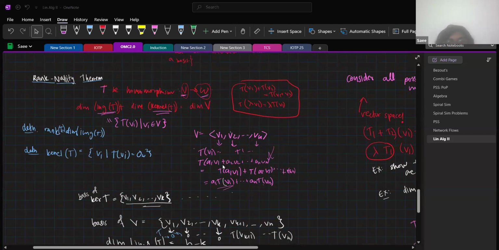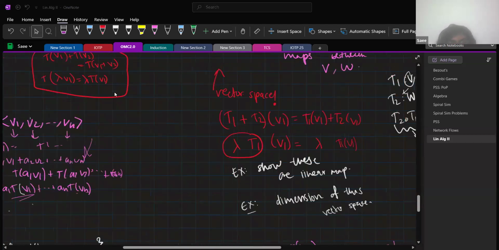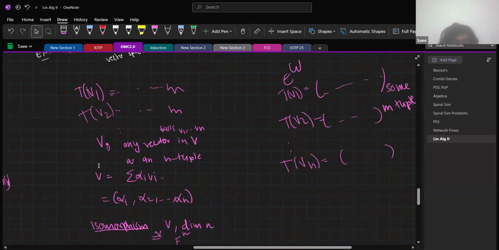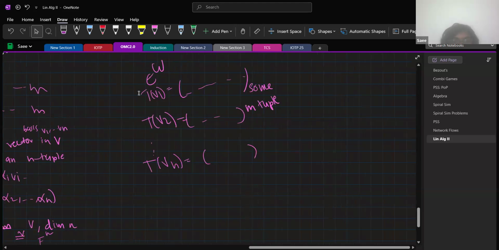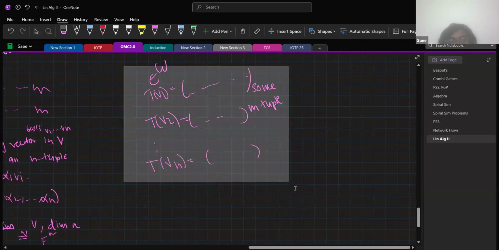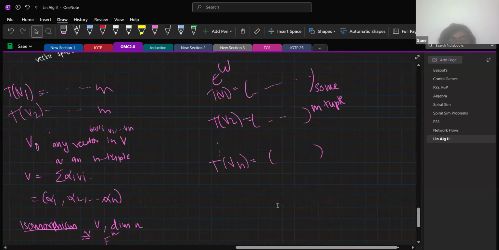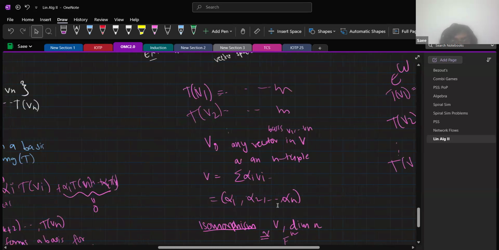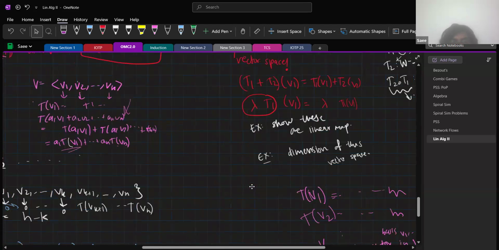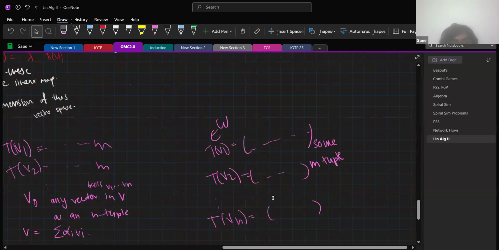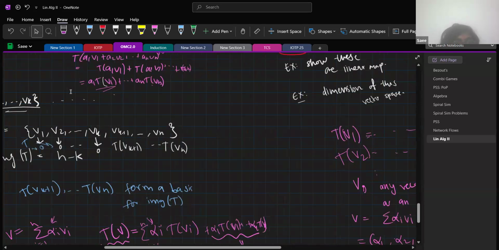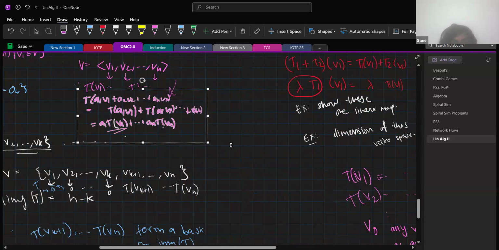Okay, I'll just quickly finish how to do this. You can think of T of V1, T of V2, up until T of Vn, so you'll get these m times n things, and you put them in an m by n array and call it a matrix. If you want to figure out where some vector in V is going, first you write it as an n-tuple, and then you multiply this matrix with your vector in V. This is exactly how it works if you know matrix and vector multiplication.